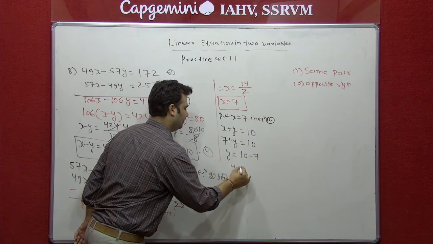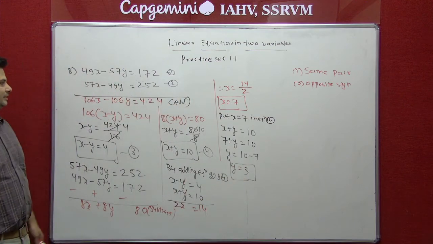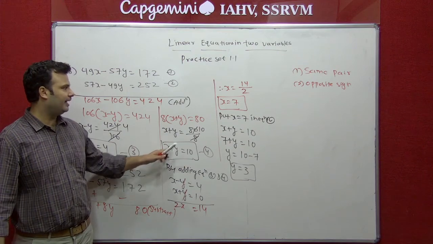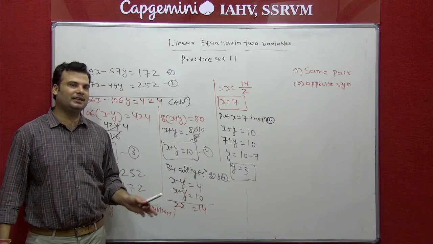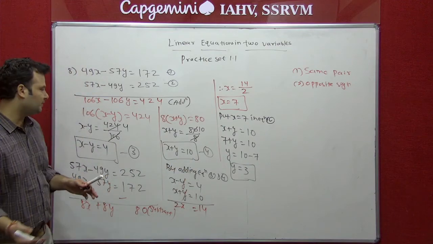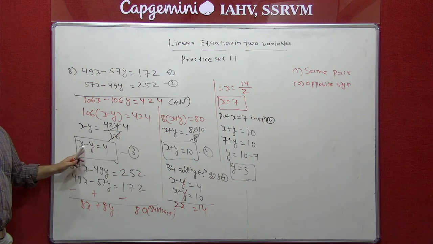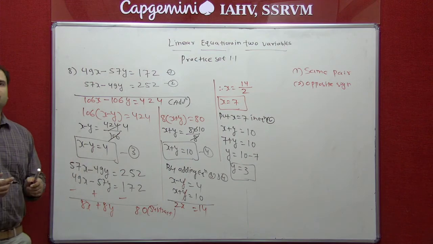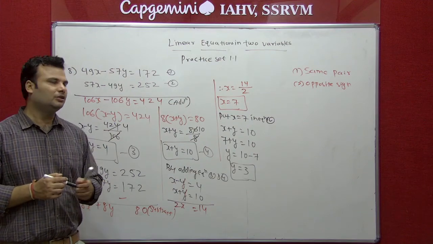So answer is 3. Suppose if you want to check your answer, just check: x is 7 and y is 3. So 7 plus 3 is 10 and the right hand side is also 10. This means your answer is correct. Suppose if you want to check in another equation, equation number 3. x is 7 and y is 3. So 7 minus 3 answer is 4. Means your answer is correct. This is only for understanding. If you want to check your answer, you can check.